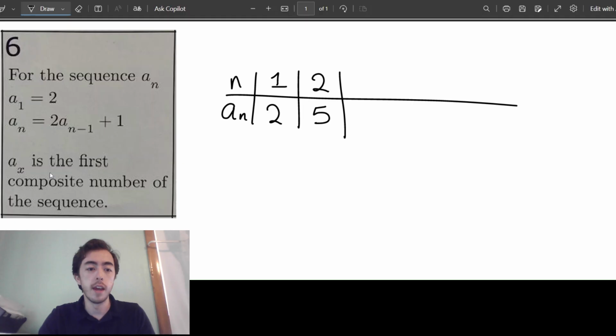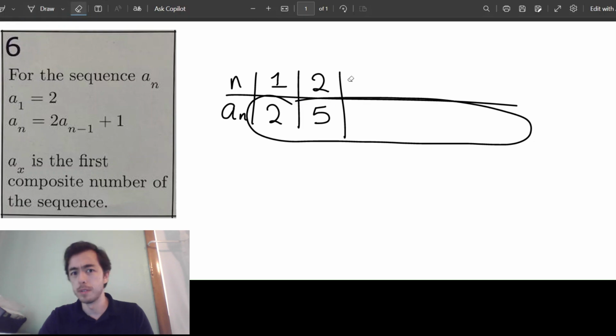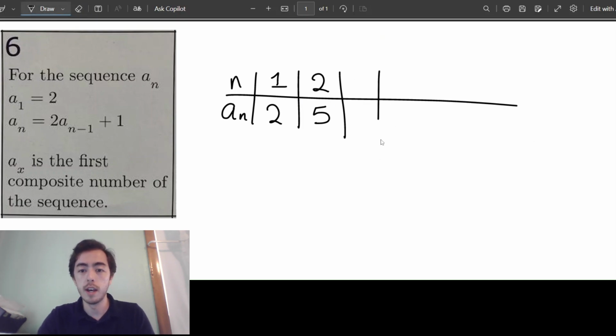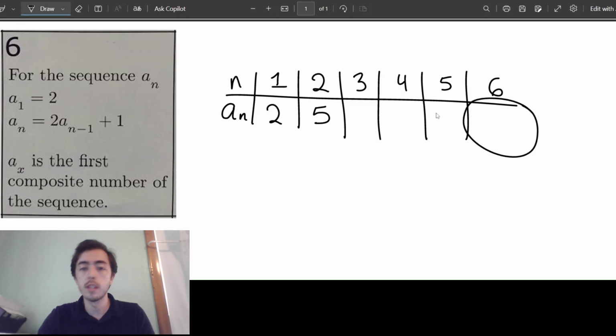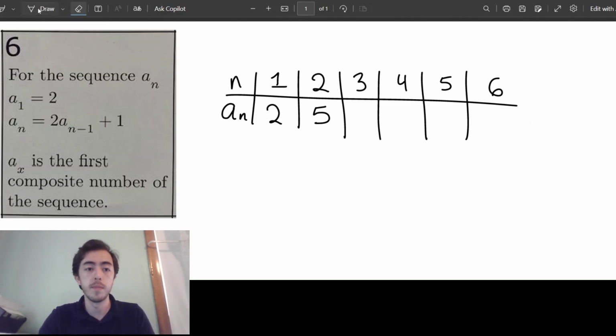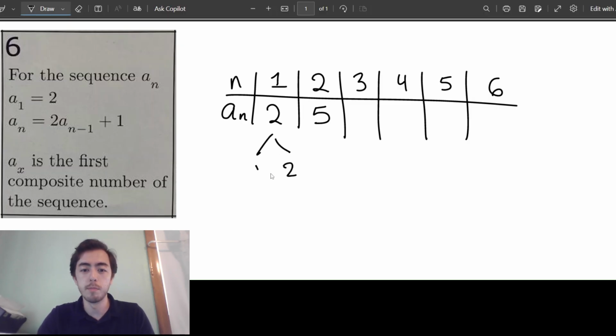And then it's saying that a sub x is the first composite number. So all of these are going to be primes, supposedly, up until we reach x. Since I know that x is 6 today, I know that I will need to go this far in my table, and hopefully this is the first composite number. 2 and 5 are both primes, and that's just because we can't really break them apart with multiplication into any other numbers besides 1 and itself. Like, for example, 6 is a composite number because we can break it apart into 2 and 3. So let's just keep trying and see what happens.